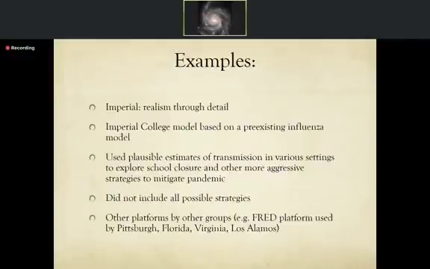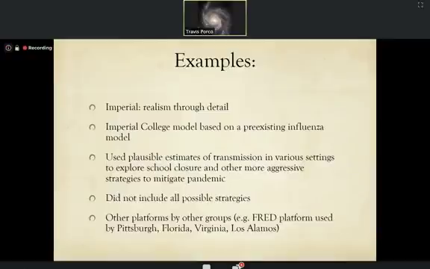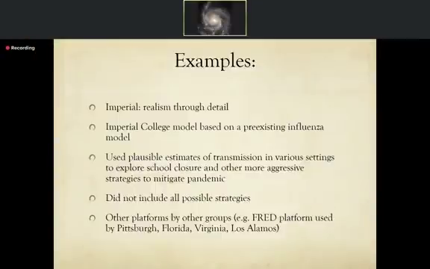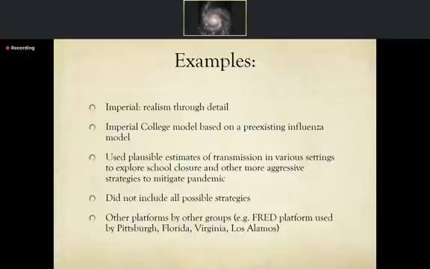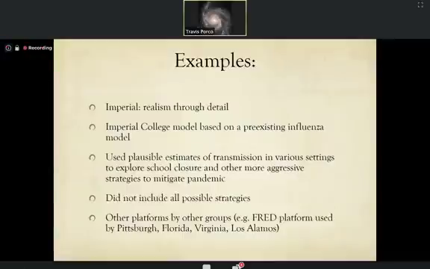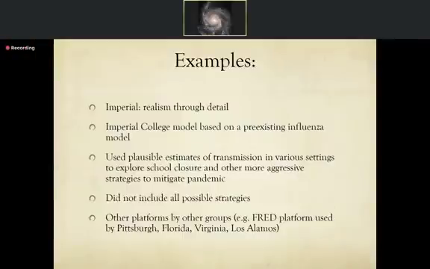So the Imperial College model that we've seen is based on a pre-existing influenza model. It is mechanistic. It is quite complex and intricate. A lot of thought and energy has gone into building this model. They've used plausible estimates of transmission in various settings to explore school closure and other strategies. In their paper, they haven't looked at all strategies, right?